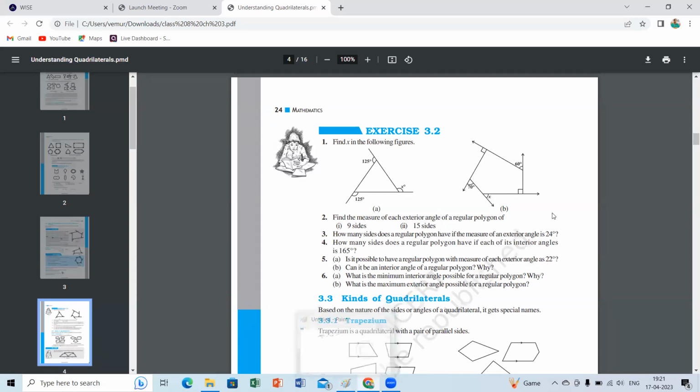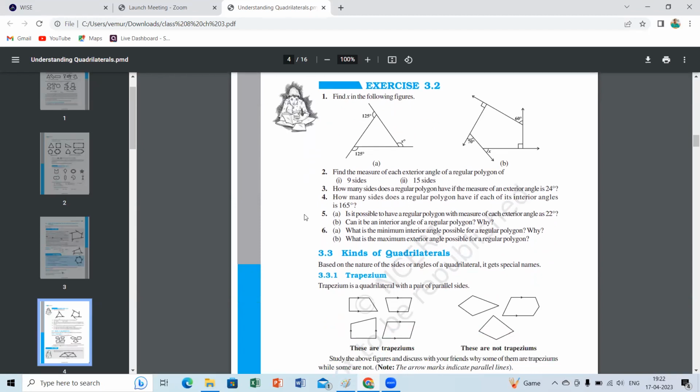But here they did not give the X value. 50 degrees, ma'am. Okay, fine. Very good. That's all, Hari. Nothing new there. If there are any difficulties, we will discuss on the board. Is it okay, children, or can I discuss on the whiteboard? Ma'am, no need.